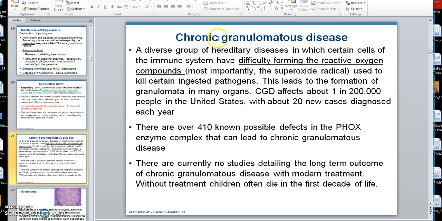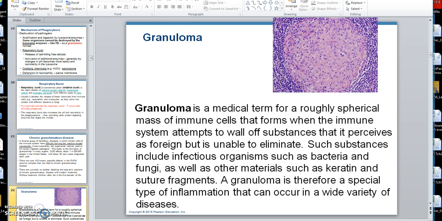But I want you to pay attention to the word chronic. It means you can just have a granuloma. A granuloma is a spherical mass of immune cells that forms when the immune system tries to wall something off, but it can't bring it down. I'll tell you a good example. The tuberculosis bacillus is known for this. For some reason, it's hard to bring it down, and it forms this granuloma.